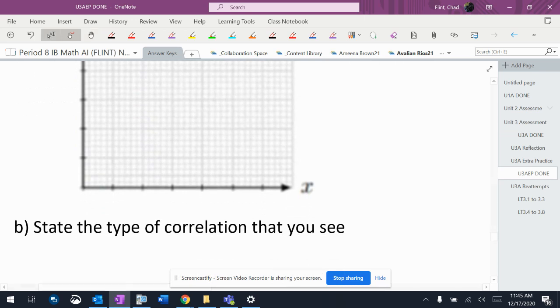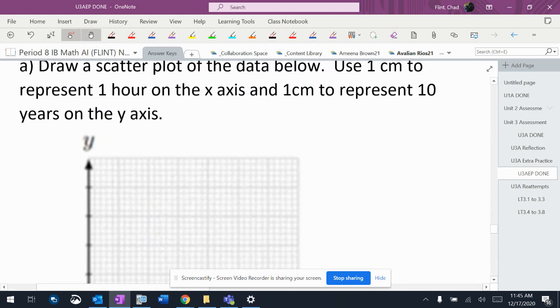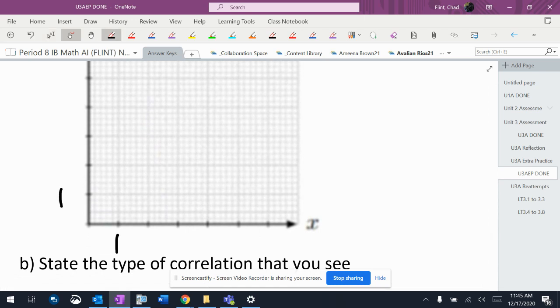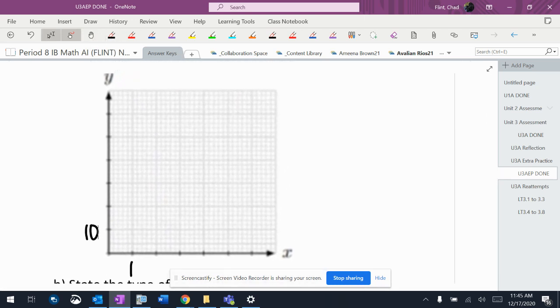So I'm supposed to use 1 hour, so I'm going to put a 1 there, and then I'm supposed to use 10 on the one. Actually, I'm going to put a 10 there. You could number the whole thing if you want, but if you put one number on there, then you're covered in terms of your scale.